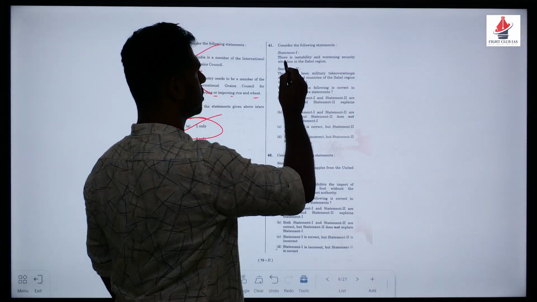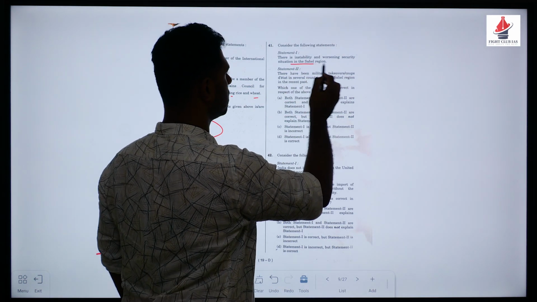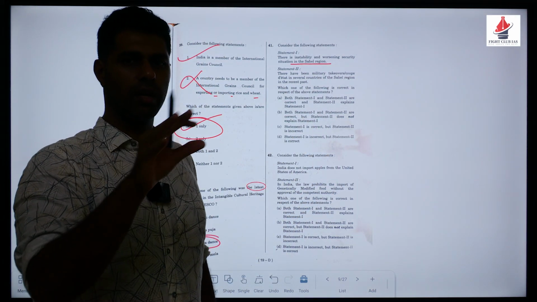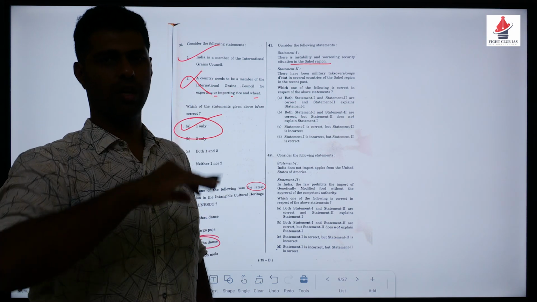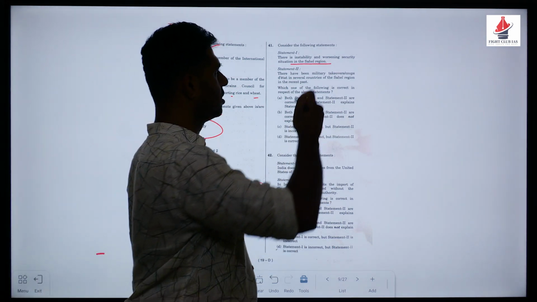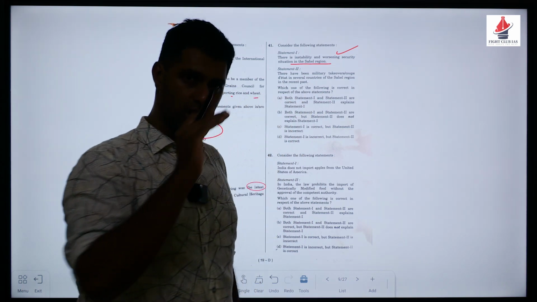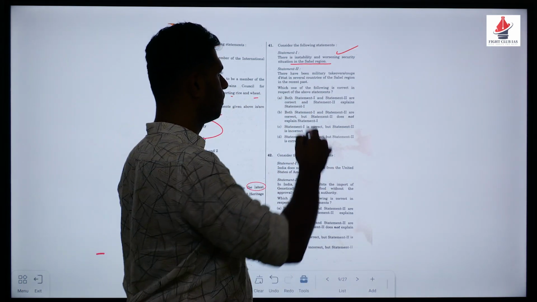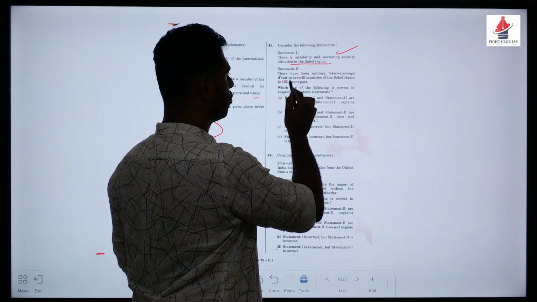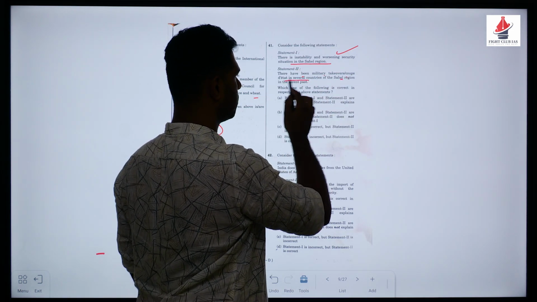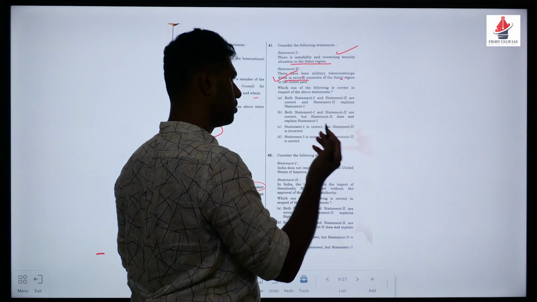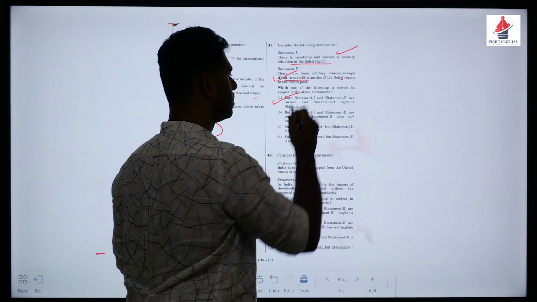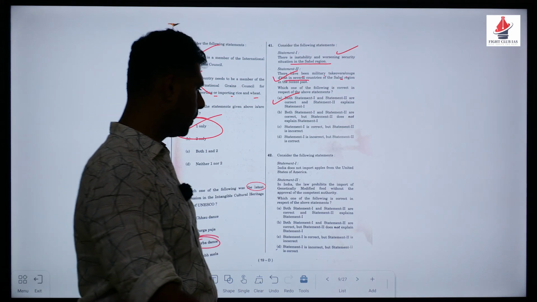Now moving on to this, there is instability and worsening security in the Sahel region. Sahel region is the middle part of Africa, right? Just near the Sahara Desert region. Yes, there is instability and worsening security in the Sahel region. Why? Arab Spring, everything took place somewhere nearby only. There have been military takeovers or coups d'etat in several countries of the Sahel region in the recent past. This is also true, and that is the reason why there is instability and worsening security. So answer is A. Clear?